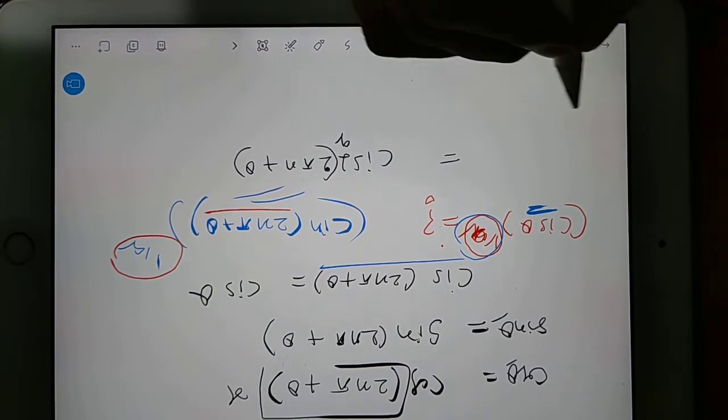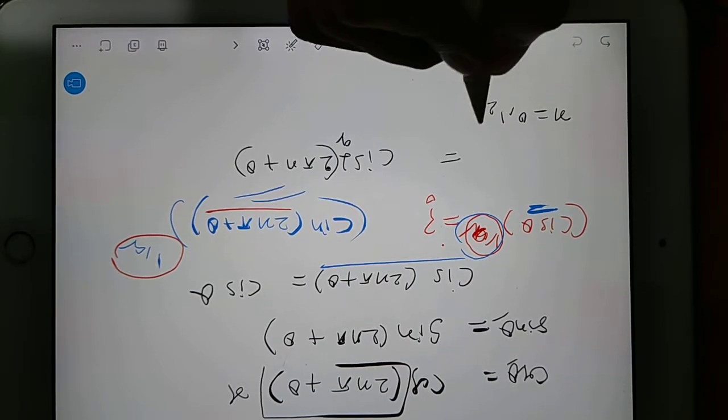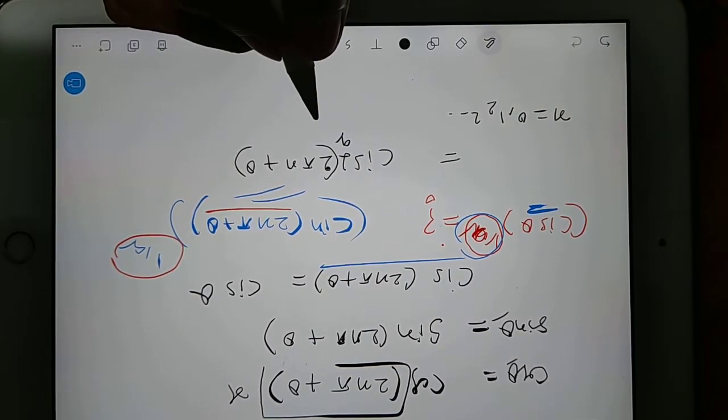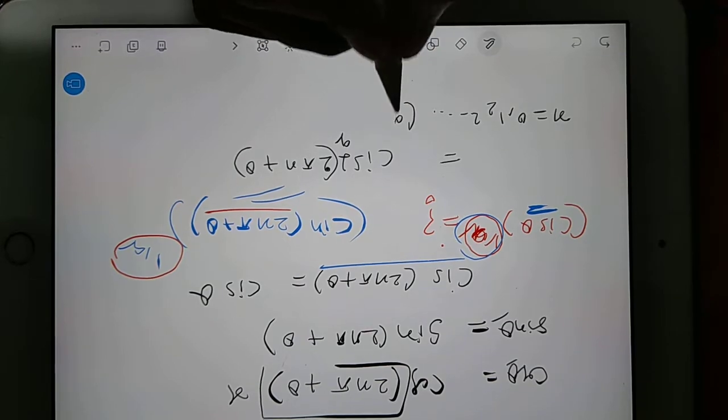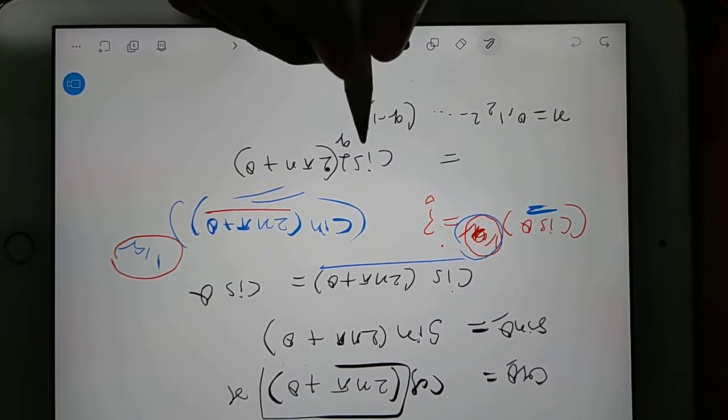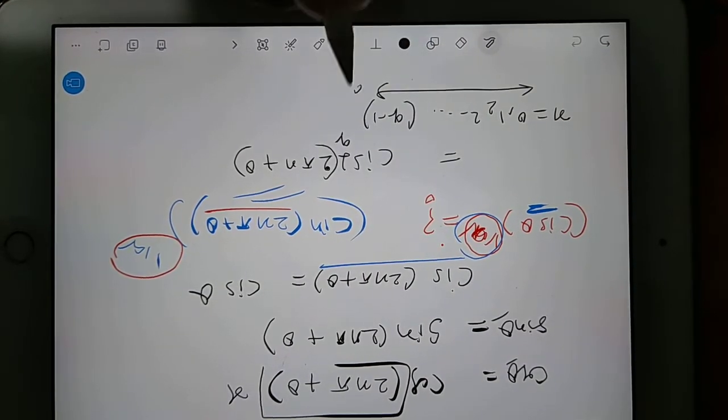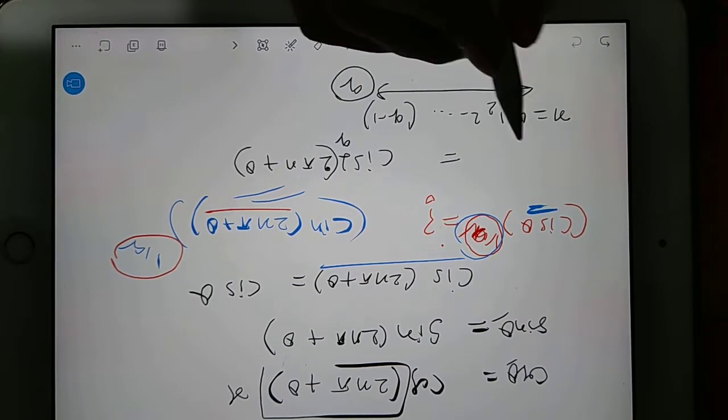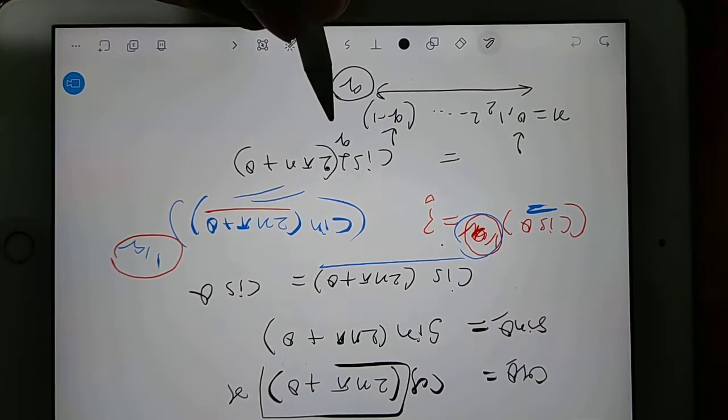Clear here? Now keep in mind your n should be 0, 1, 2, 3, like that, integers. But you have to go till where? Till q minus 1. Why till q minus 1? Because the total number of roots can be only q. So you are starting from 0, that's why you are not reaching q. You are reaching q minus 1.